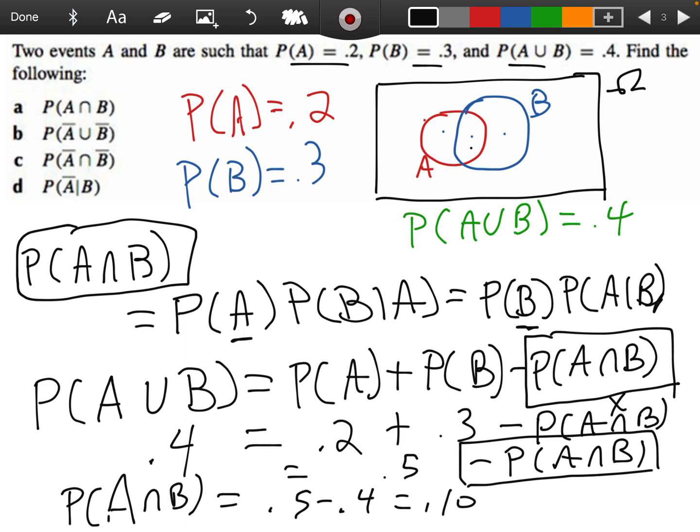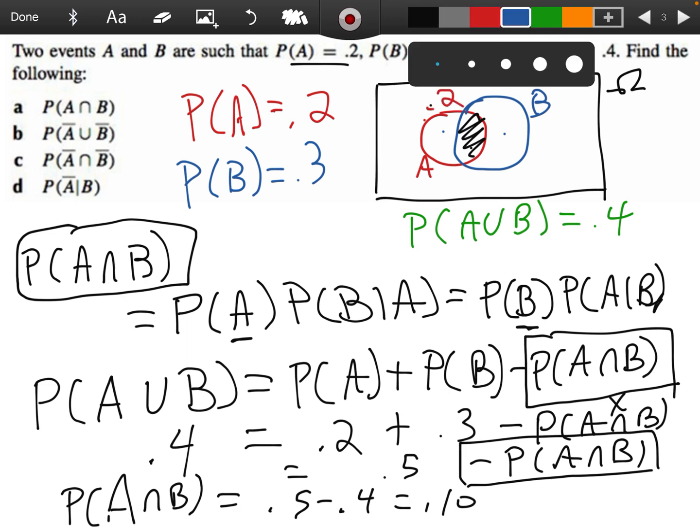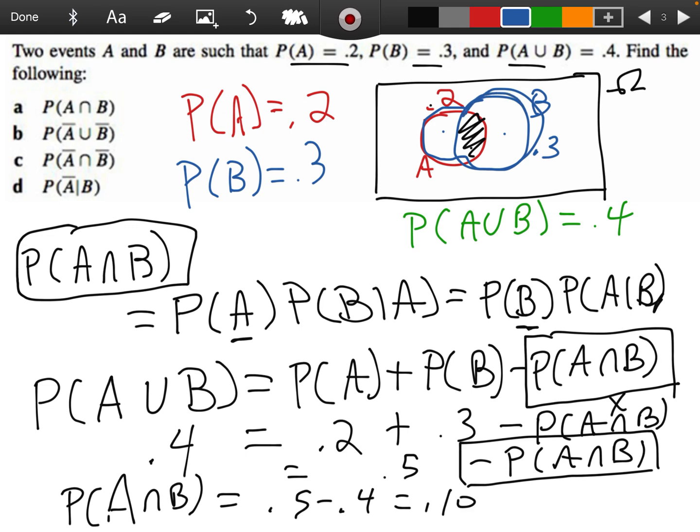Right? That's this overlap. A altogether is 0.2. B's probability is 0.3. We know the entire union of them is 0.4. So this has got to be the overlap, right? The 0.2 plus 0.3 would get us to 0.5. We don't want to double count that 0.10 in there.